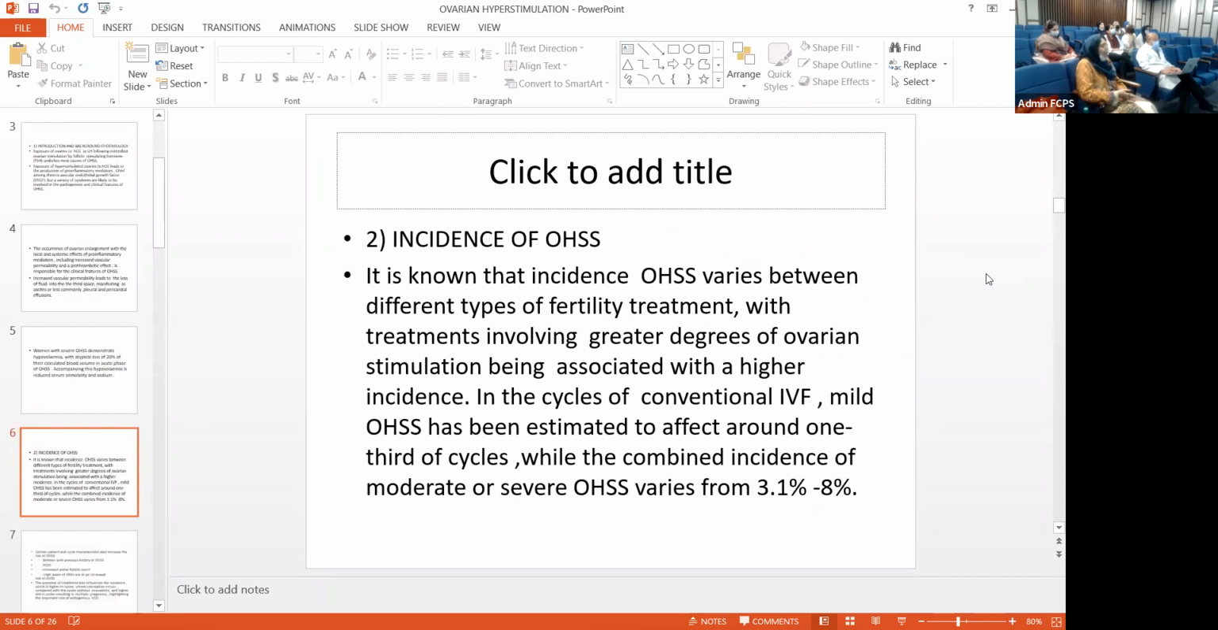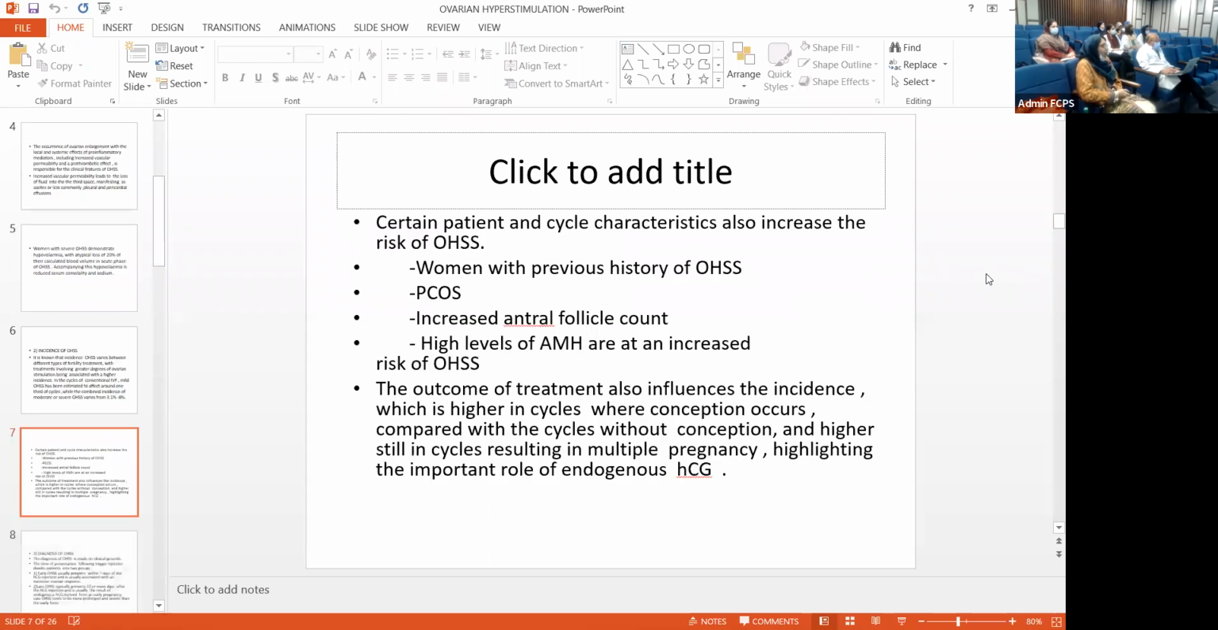Incidence of OHSS. It is known that the incidence of OHSS varies between different types of fertility treatment, with treatment involving a greater degree of ovarian stimulation being associated with a higher incidence. In cycles of conventional IVF, mild OHSS has been estimated to affect around 1/3 of the cycles, while the combined incidence of moderate or severe OHSS varies from 3.1 to 8%.